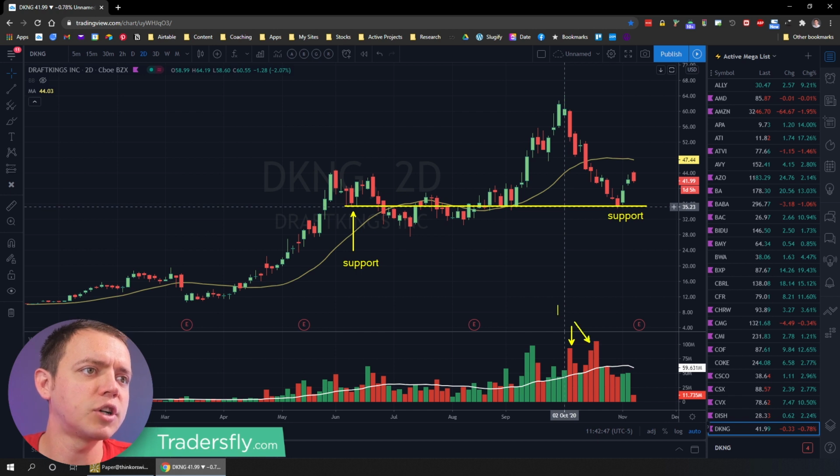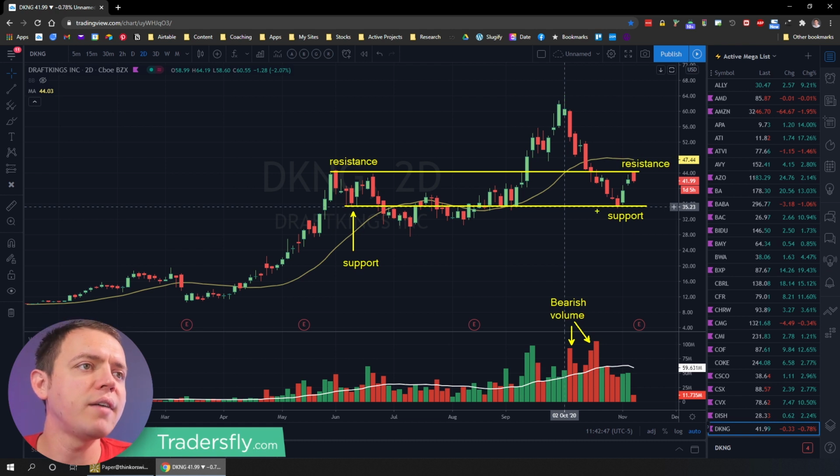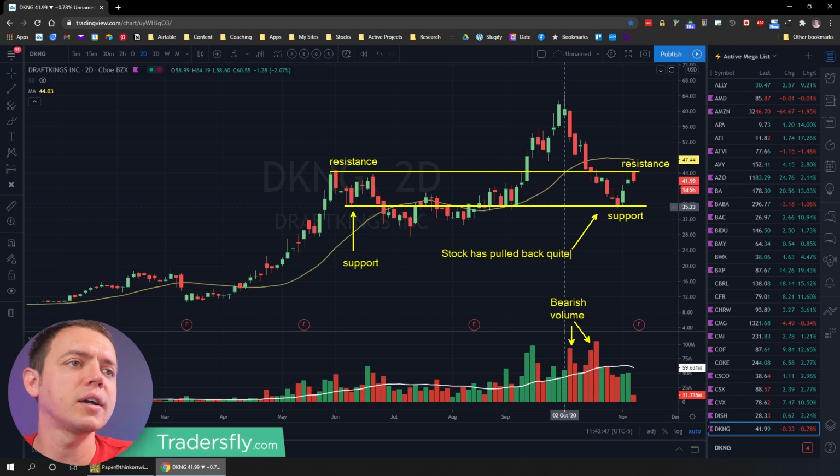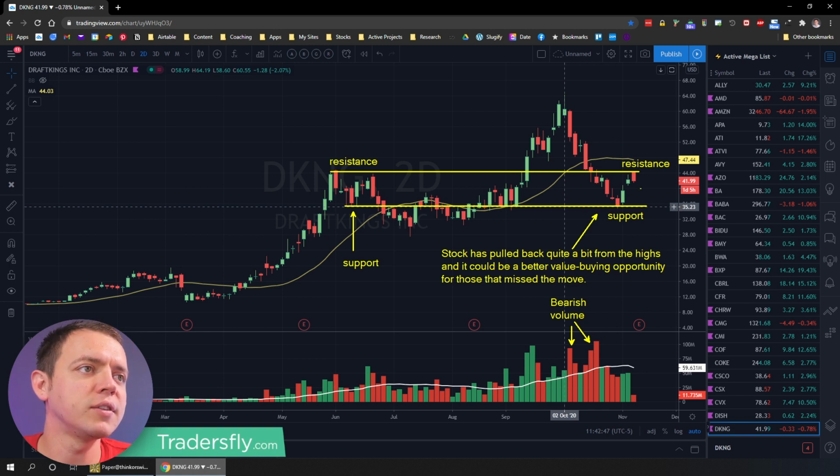Here's a bit of trouble, bearish volume, but right now we're getting right into support. And you can see also, we're getting right into resistance right here. So be careful at this point. However, stock has pulled back quite a bit from the highs, and it could be a better value buying opportunity for those that missed the move. So for now, kind of at this lower level, that's not a bad spot. You're kind of at the lower end.